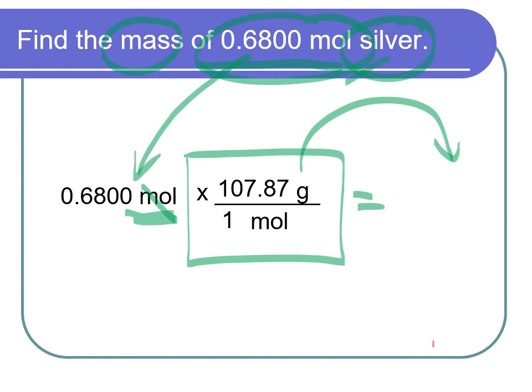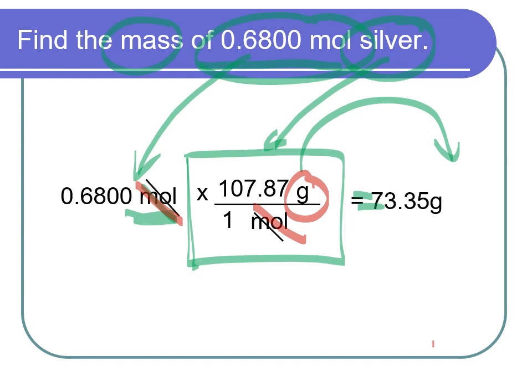And then we put in our numbers. We know for silver particularly, the molar mass is 107.87 grams per mole. We put moles on the bottom because then it will cancel out, and units of grams stays. We then do the calculation, 0.6800 times 107.87, and we should end up with 73.35 grams.